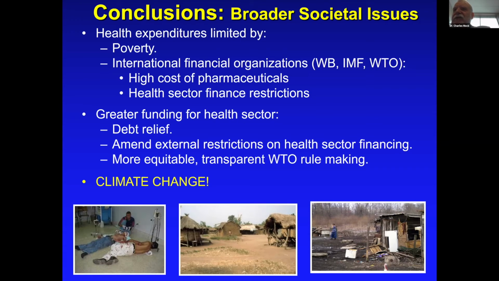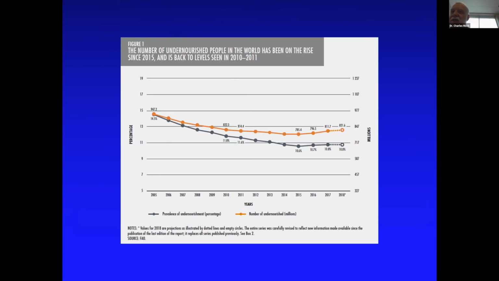These restrictions could be addressed by some things that are being debated currently: debt relief for the most heavily indebted poor countries, amending external restrictions on health sector financing, and more equitable and more transparent World Trade Organization rulemaking. But a huge thing we desperately need to address, which is rearing its ugly head and is already beginning to have very negative consequences, is climate change.